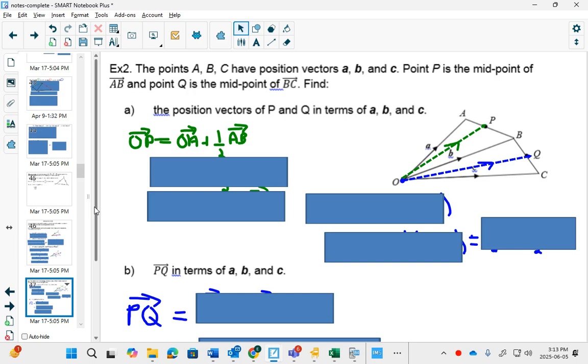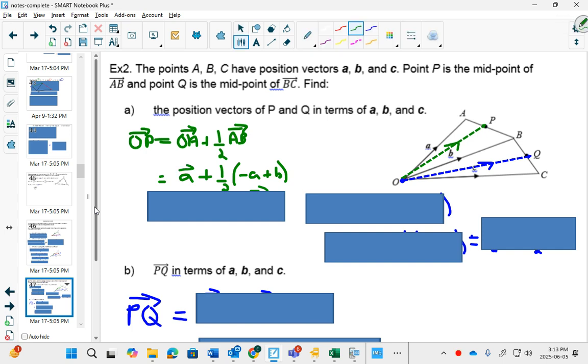So we think of a pathway that we could do. I could go from O to P if I went O to A and halfway between A and B. And then I think, well, O to A is just the vector A. And A to B would be going A back to O and then to B, so it would be negative A plus B.